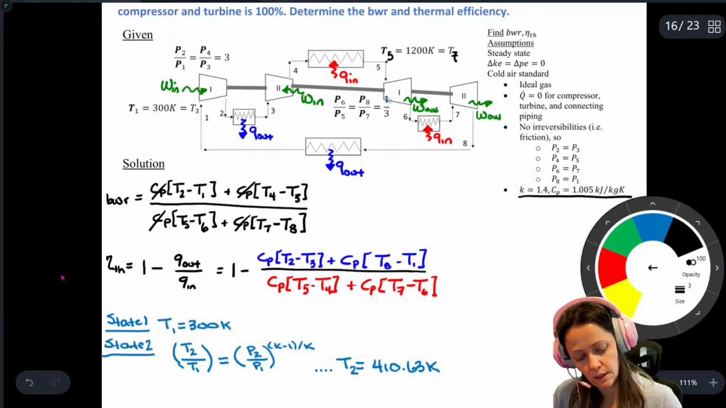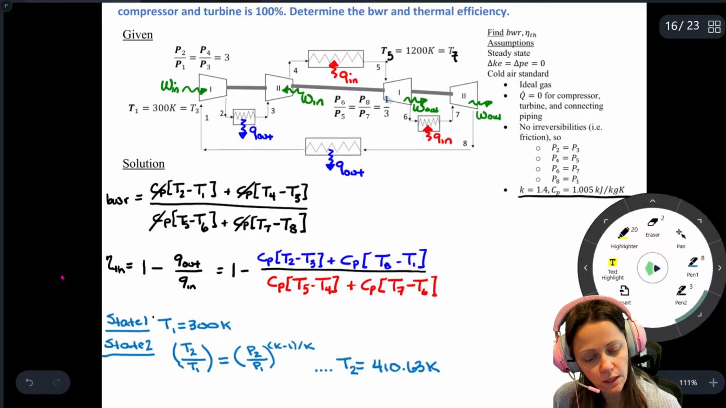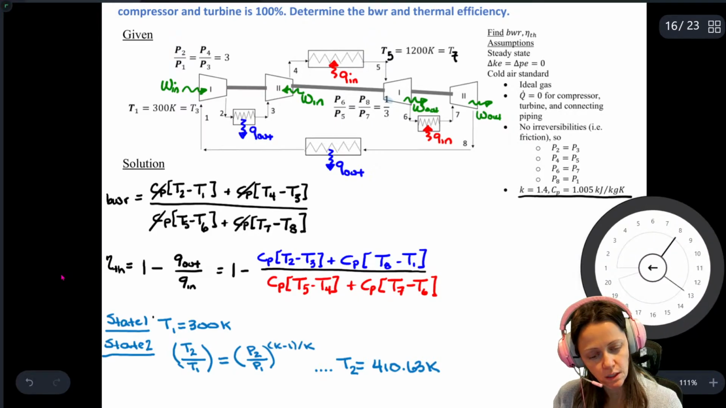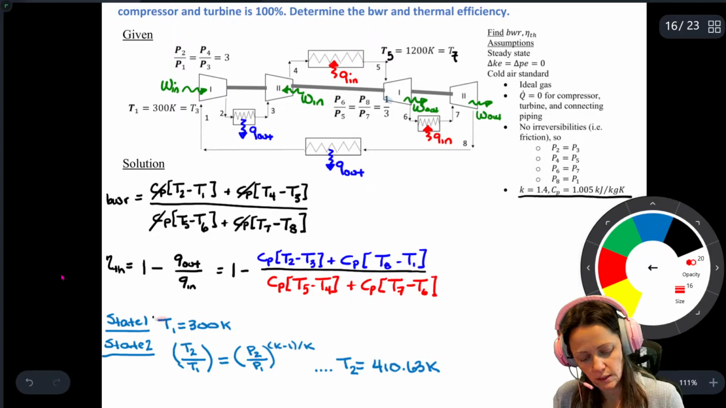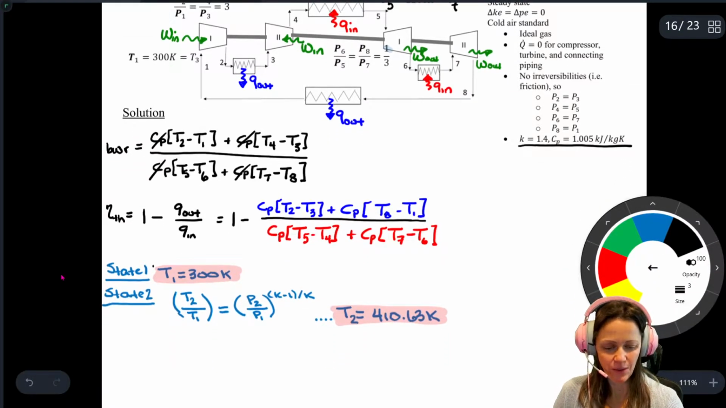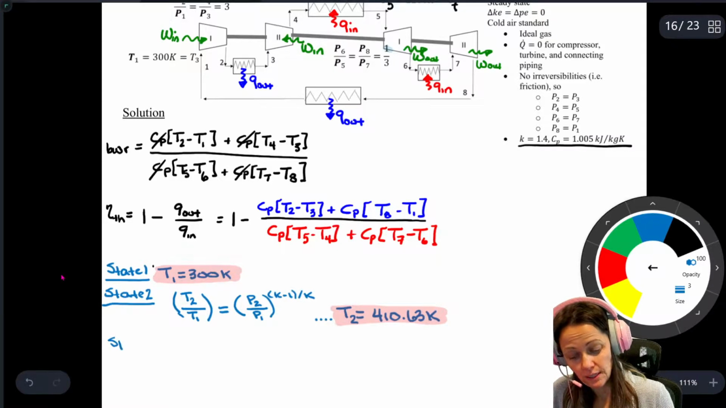Right. I feel like I need to highlight some stuff, make it look nice. There we go. All right, so now we're at state 3. In state 3, T3 is given to you, so you're all good there. T3 is the same as T1. It's 300 Kelvin.